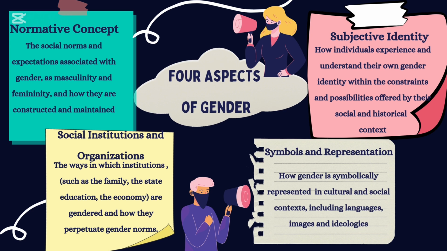Normative concepts, these are society's rules about how men and women should behave. Subjective identity, this is how we see and understand our own gender. Social institutions, places like school and workplace that reinforce gender roles. Symbols and representation, how media and culture show and shape our views on gender.